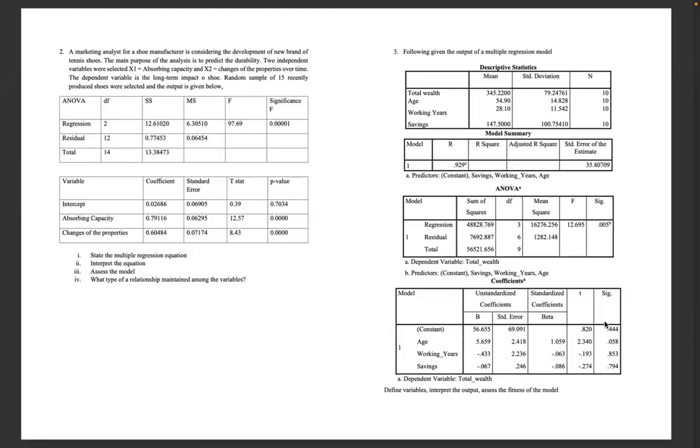Earlier, they had structured it as part 1, part 2, part 3, part 4. But here, for this overall question, it's not. So we have to have kind of a structure. If they ask us to interpret it, you have to start from the first output here.